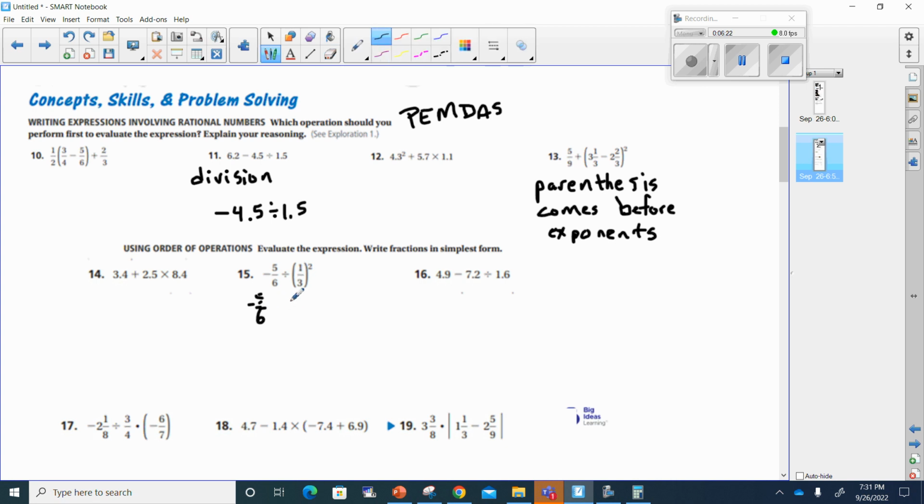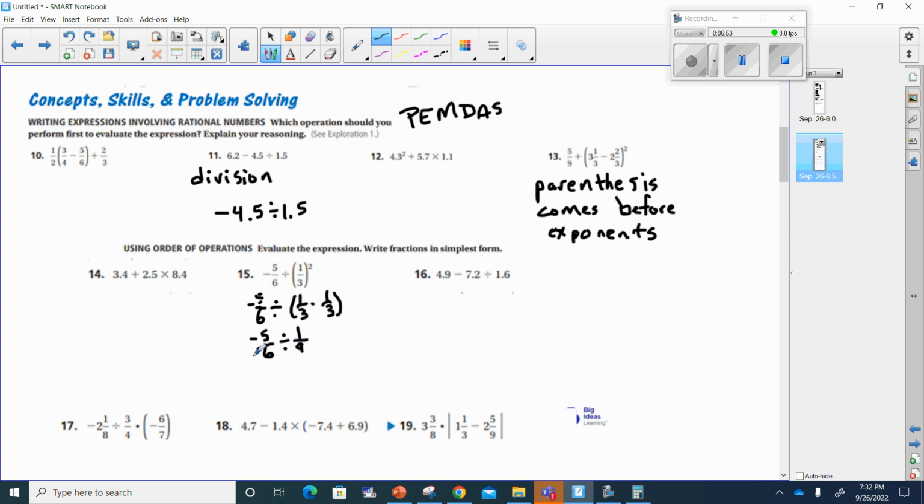Okay. I'm going to make sure though. Hold on. And yes, after putting on my glasses, that is a division sign. So this is divided by, and then we have to take 1/3 and multiply it to 1/3. Well, 1/3 times 1/3 is 1/9. So this is now -5/6 divided by 1/9.